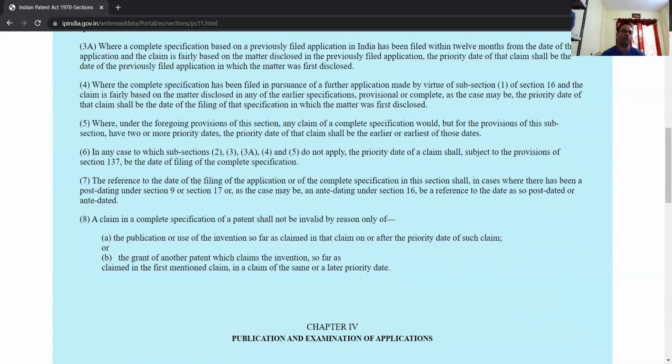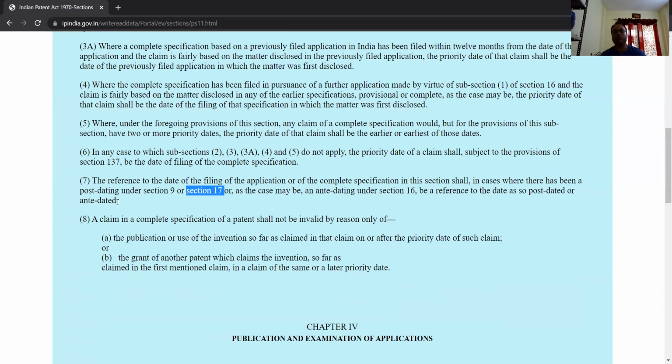Number 7: the reference to the date of filing of the application or of the complete specification in this section shall, in cases where there has been post-dating under section 9, or, as the case may be, anti-dating under section 16, be a reference to the date as post-dated or anti-dated. So what happens under section 9? You already filed a provisional specification and then you file a complete specification, then you can have the priority date of the filing of the provisional specification. But you can cancel the provisional specification and say that I want to post-date to the filing of the complete specification. So that is post-dating under section 9.